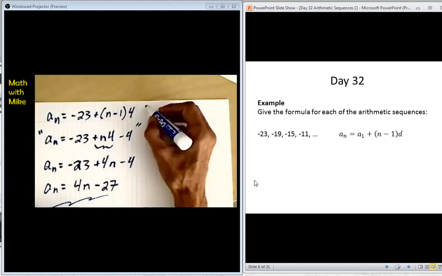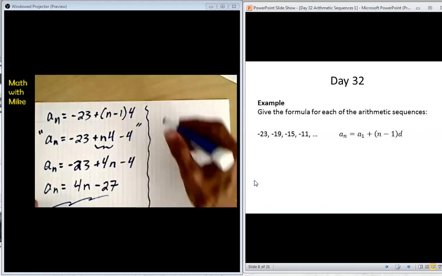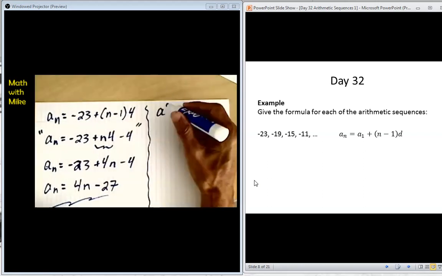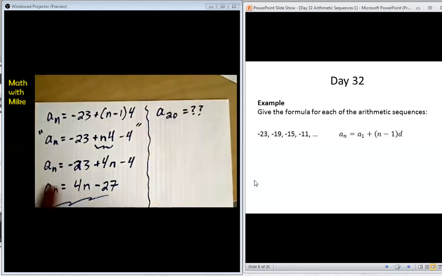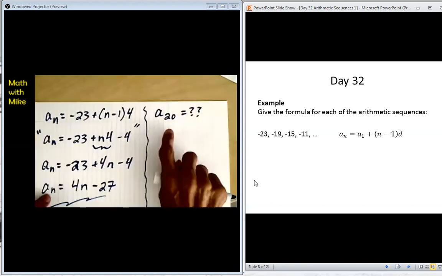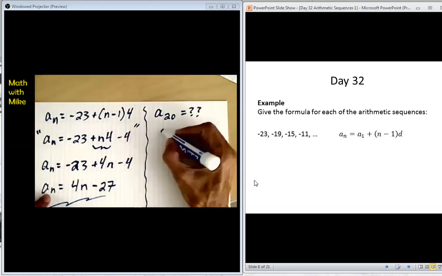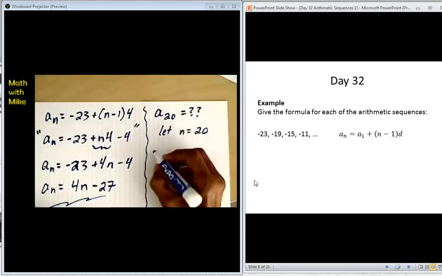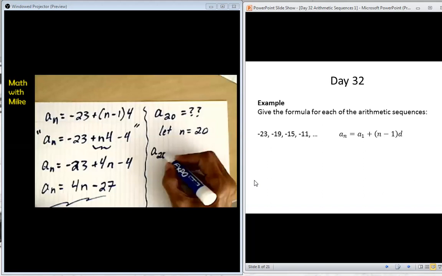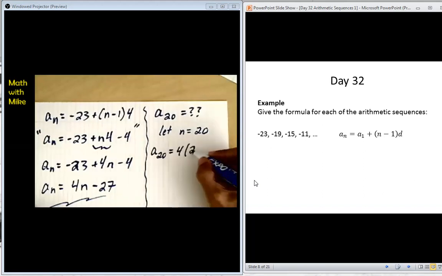Okay, as usual now, what is the 20th term going to be? Because we could go doing, doing, doing from one to the other, but no, we're smarter than that. So you see how n now is replaced with 20? Let n equal 20, and then you work it out. So A20 is equal to 4 times 20 minus 27.